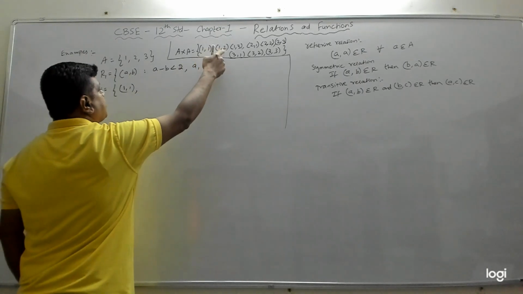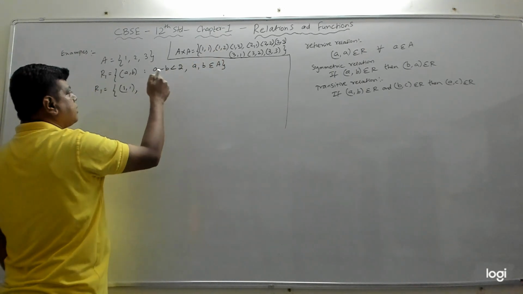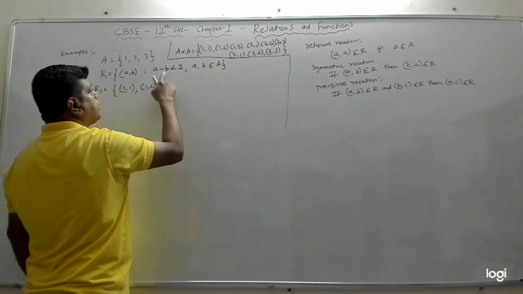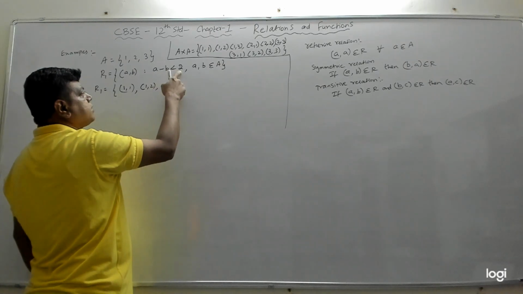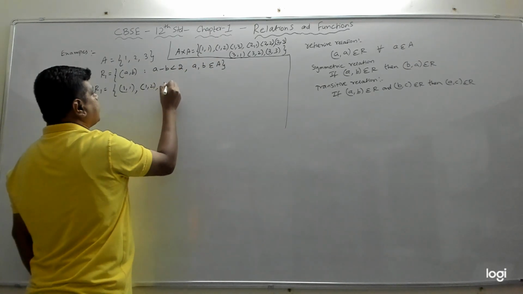Then let's take (1,2). What is 1 minus 2? 1 minus 2 is minus 1. Minus 1 is less than 2. Yes, so (1,2) will come in the set. Then (1,3), which is 1 minus 3. 1 minus 3 is minus 2. Minus 2 is less than 2. Yes, so (1,3) will come.